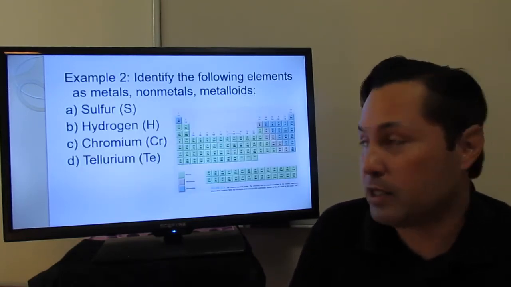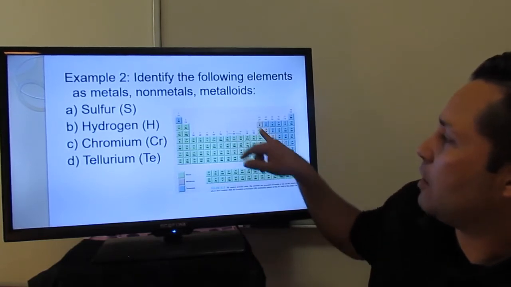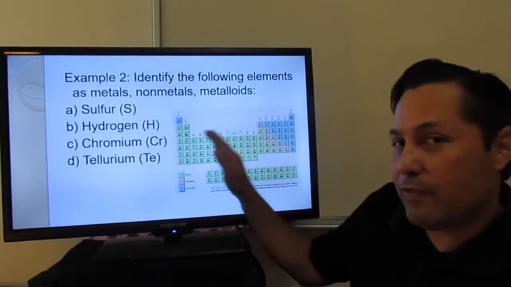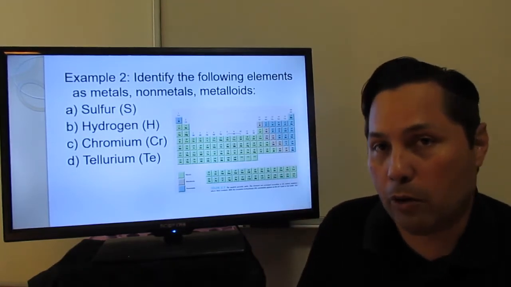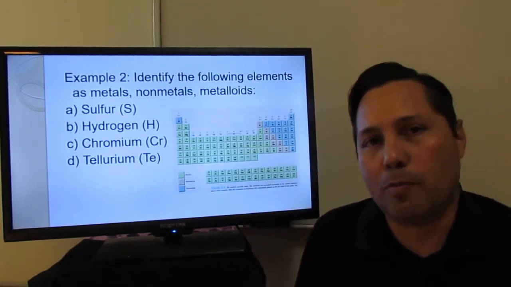Alright, using the periodic table, again, you have a line going down. Everything in green over here on the left side, it's a metal, except for hydrogen. Everything on the right is a non-metal, and in between them, those are your metalloids.